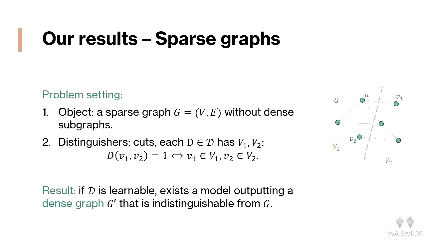So what we show in this part is that if this collection of distinguishers is learnable, then there exists a model which outputs a dense graph that is indistinguishable from our huge object. And the way we do it is by looking at this dense graph, and looking at our input graph, which is a sparse graph, and realizing that there exists a dense graph that is indistinguishable from that, because this graph has no very dense subgraphs. And then we pretend that we learn the dense graph that is indistinguishable.